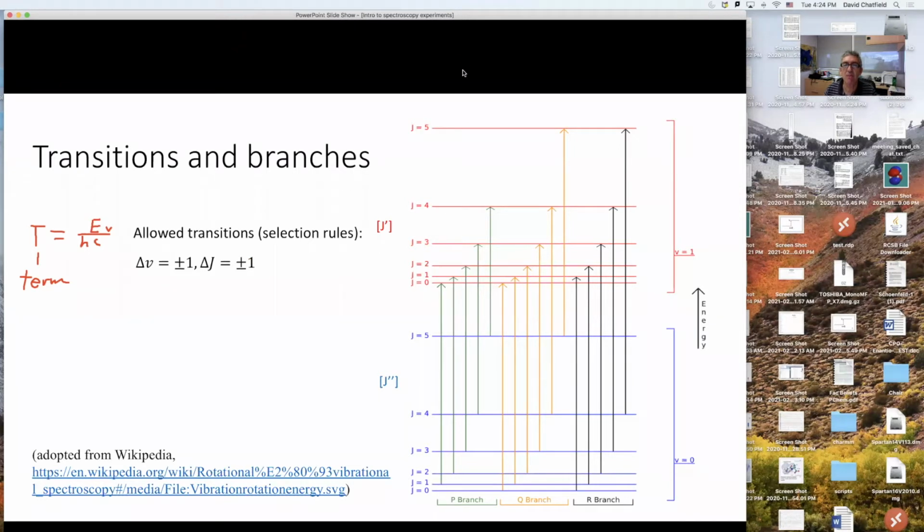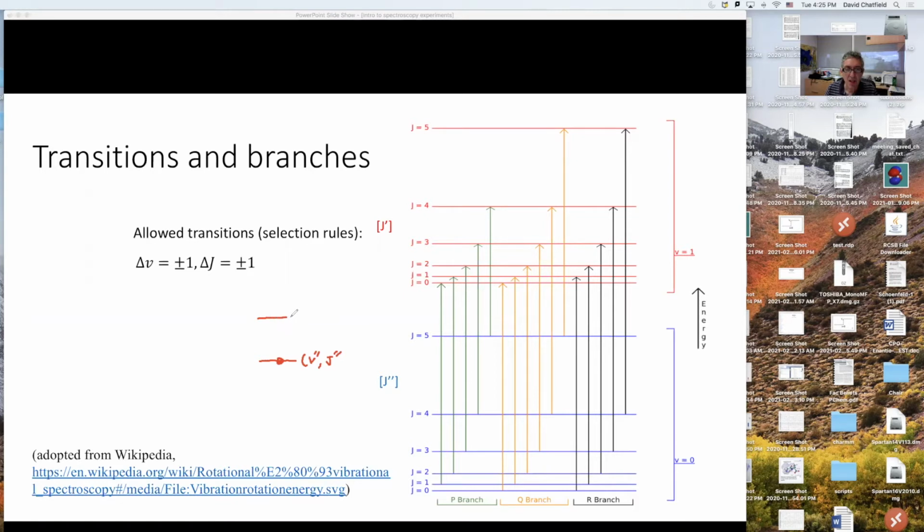We have to talk about the transitions that we see, which are the allowed transitions, and the selection rules. Selection rules tell us what transitions are allowed and what are not. The general principle is that we start in some initial state, and the molecules in that initial state are described by quantum numbers v and j. We'll often use a double prime to describe the initial state.